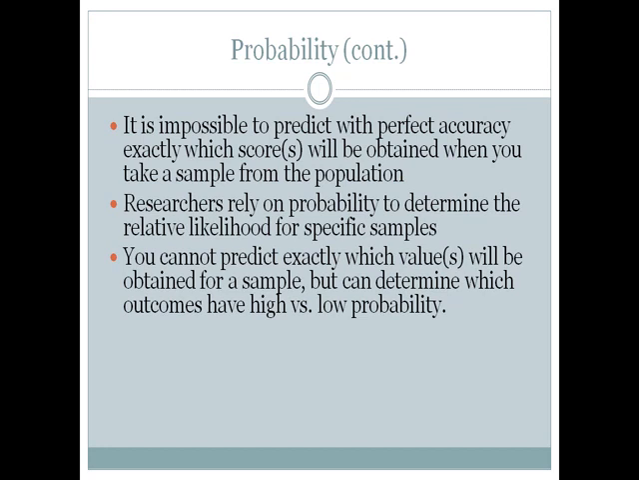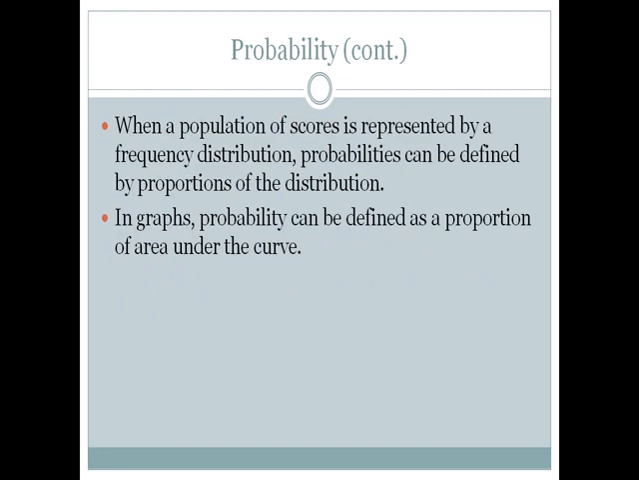And that's in part what we're going to be doing for the rest of the class. So you cannot predict exactly which values will be obtained for a sample. That's an important point to clarify what I said before. You cannot predict exactly which values will be obtained for a sample, but you can determine what outcomes for a sample have a high versus a low probability. When a population of scores is represented by a frequency distribution, probabilities can be defined by proportions of that distribution. When we're using graphs, an easy way to do this is the proportion of area under the curve.